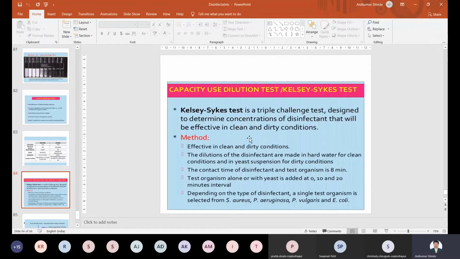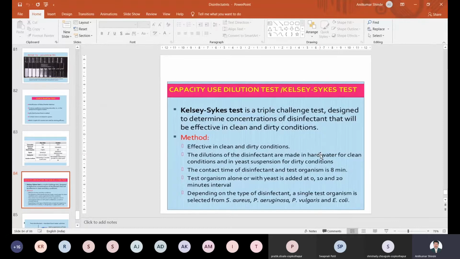So this disinfectant will be effective in clean and dry conditions. We can measure two conditions, clean condition and dry condition. Understand it? You can compare the result between the clean and dry conditions. So effective in clean and dry conditions, the dilution of the disinfectant is made with hard water. The test solutions, the dilutions of disinfectants तुम्ही hard water ने use करू शकता for a clean condition. हे दोन condition आहेत. Clean condition एक आहे आणि दुसरी आहे तर dirty condition आहे.